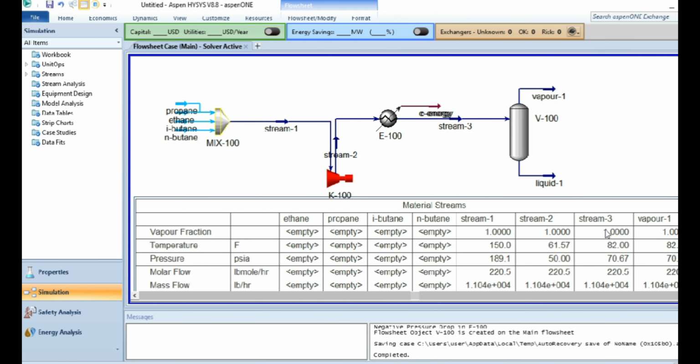So this is how to overview any process simulation in Hysys.